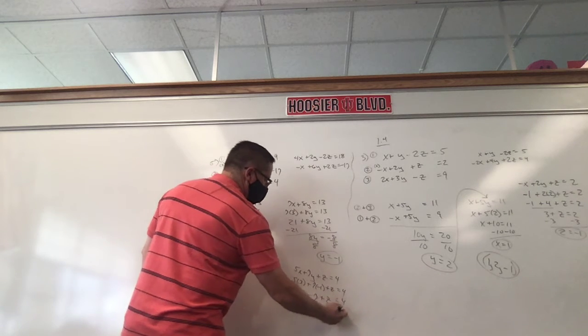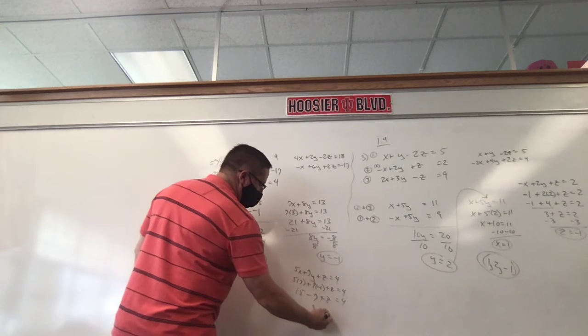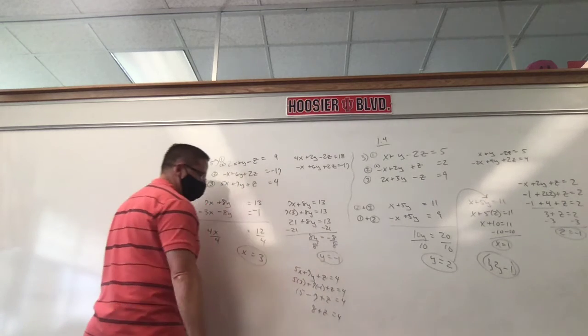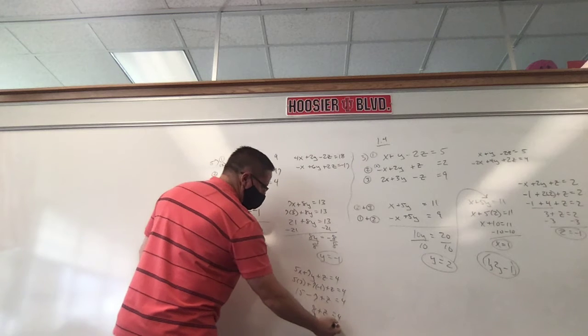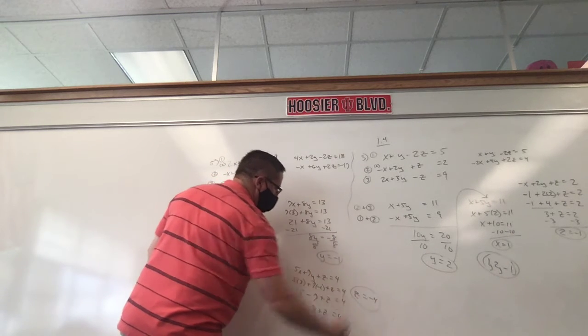Plus z is 4. We can put together 15 and negative 7. That's 8. Plus z is 4. Subtract 8. Z is 4 minus 8, which is negative 4.